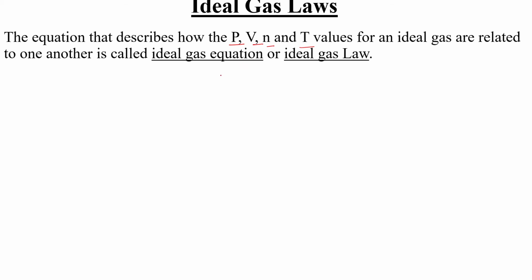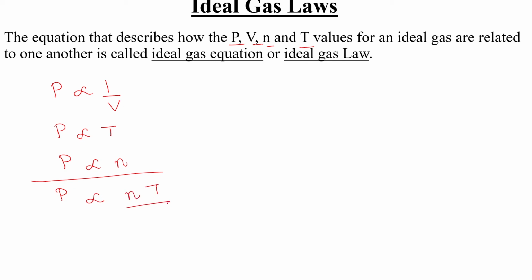So let's write down those three cases. The first was that pressure is inversely proportional to volume. The second was that pressure is directly proportional to temperature. The third is that pressure is directly proportional to amount of gas. When we add all these three, we get that pressure is proportional to nT over V, inversely proportional to volume and directly proportional to n and T. Like any other mathematical equation, when we get rid of this proportional sign, we need to add a constant. And when we do this for the ideal gas equation, we will use a constant R.